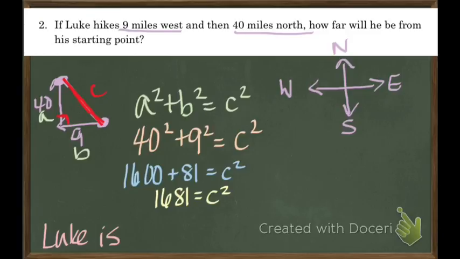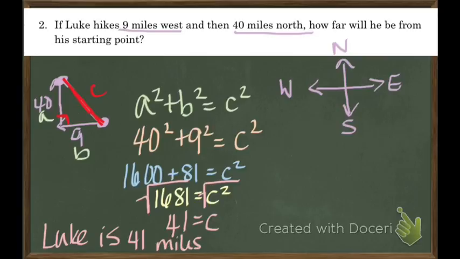I added those together and got 1681. And now, this is not the length of my hypotenuse. This is the square of my hypotenuse, so I need to take the square root. When I take the square root, I find that this is 41. So that means Luke is 41 miles from his starting point.